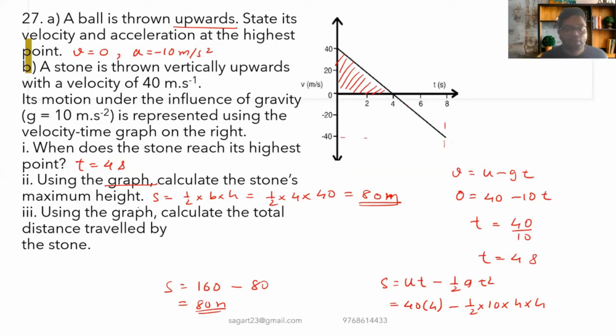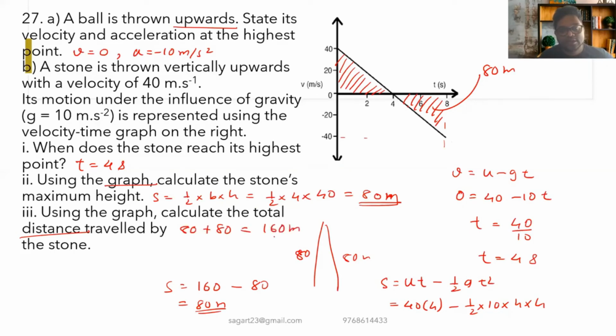Okay. And using the graph, calculate the total distance traveled. So this also is 80 meters, and so the logic is 80 meters going up, 80 meters coming down. So the total distance is 80 plus 80, that is 160 meters. If I say the total displacement, then the answer will be 0.